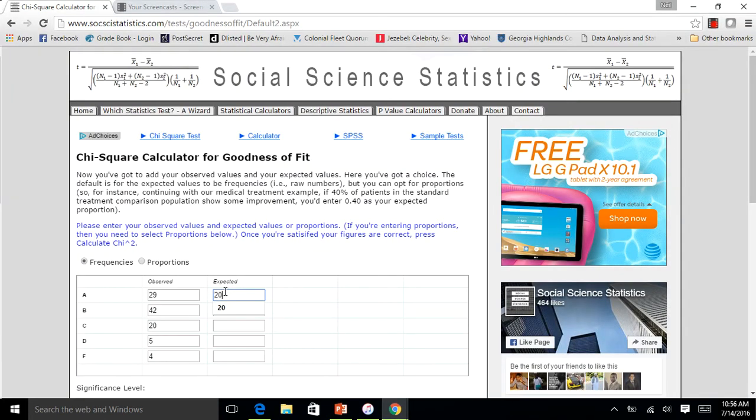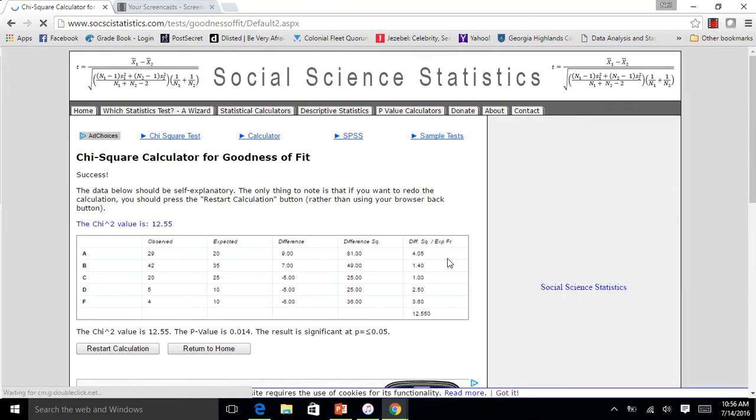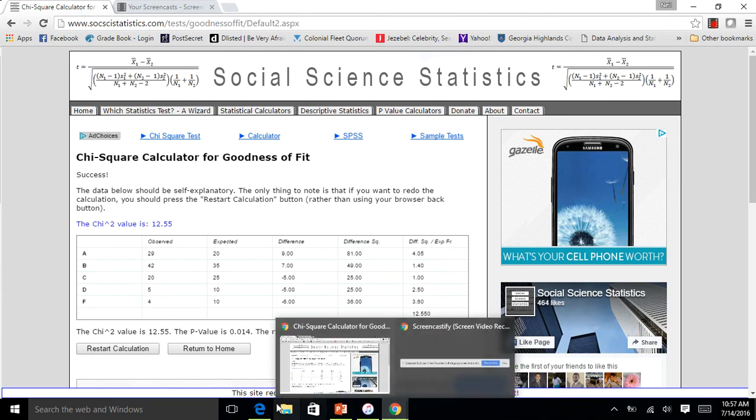I expect to get 20 A's, 35 B's, 25 C's, 10 D's, and 10 F's. Okay. So I've got everything in there. I scroll down, my significance level is the same, and then I hit the button and boom, it does it for me. So my chi-squared value is 12.55 and my p-value is 0.014. Then you can start doing the analysis of how you feel about that and how it did.